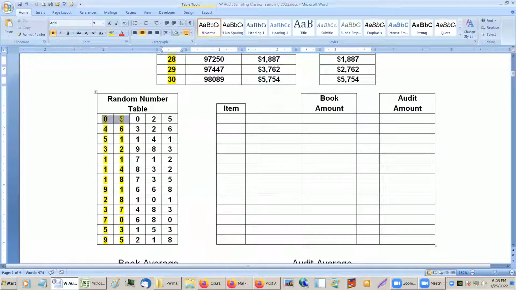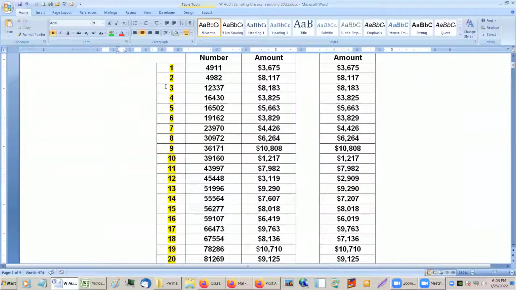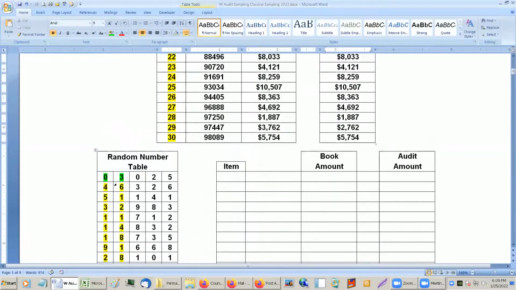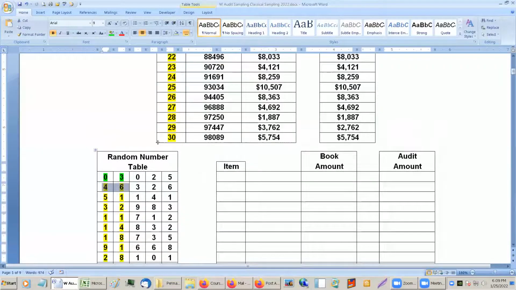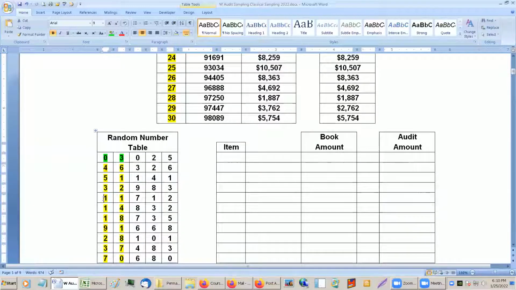So is there a number 3 that we can pick? Yes, there is. Here's number 3. So we're going to pick number 3 as our first item. Is there a number 46? No, it only goes up to 30. So there's no 46. There's no 51. There's no 32. There is an 11.